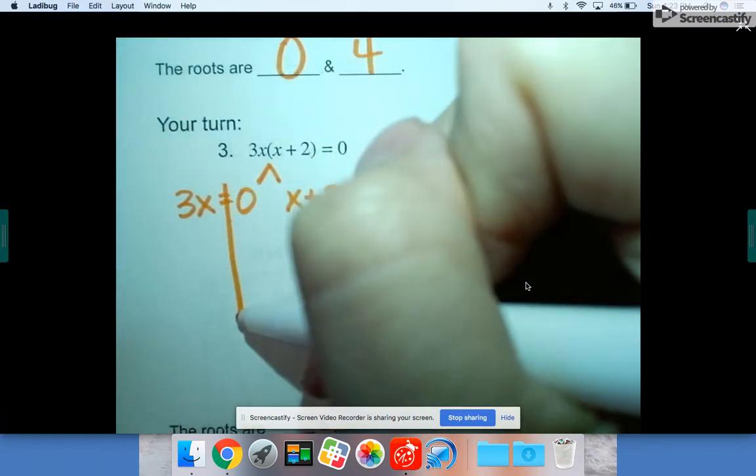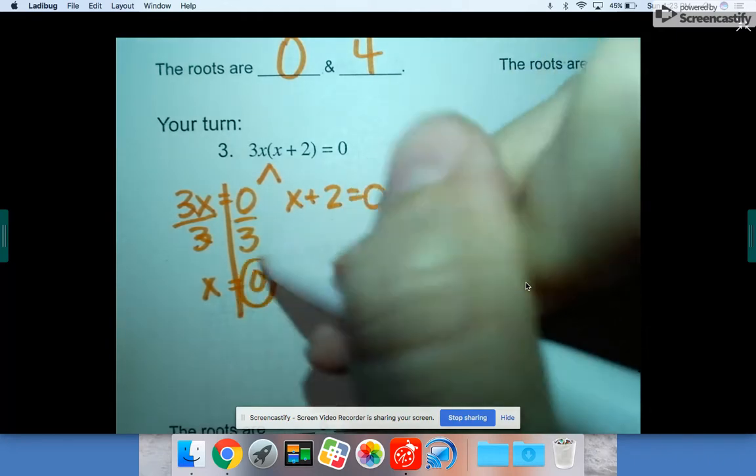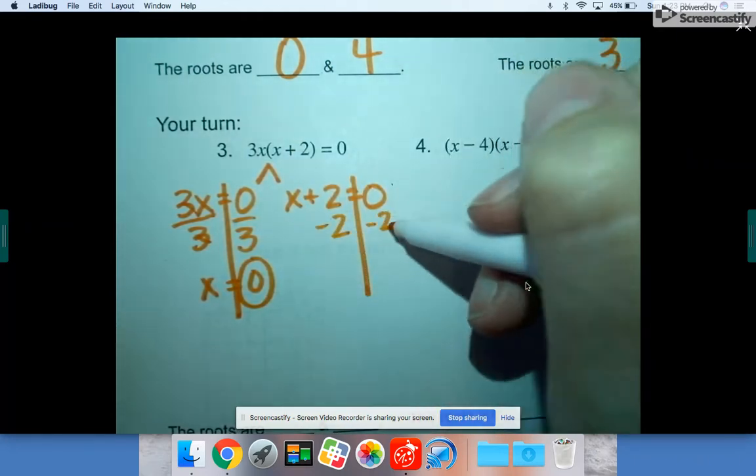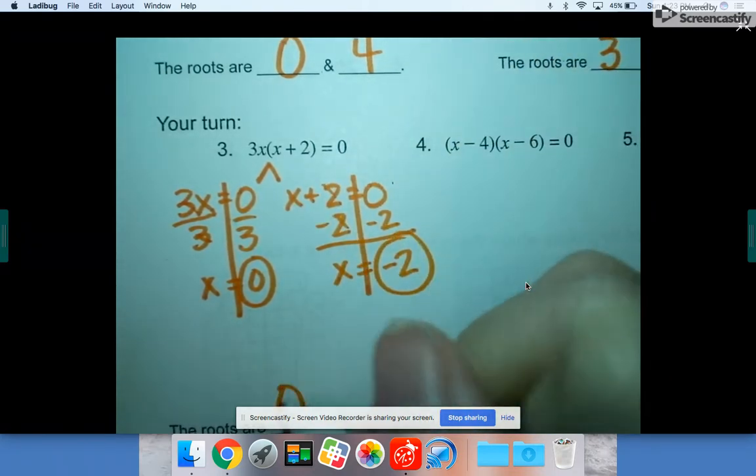So that would be x equals 0. And then for the other root, you can, again, do that in your head. You can see that we're subtracting 2 on both sides. x would equal -2. So 0 and -2.